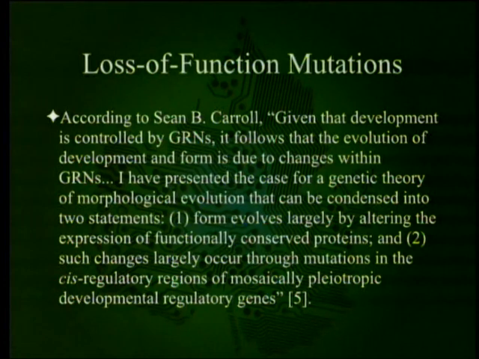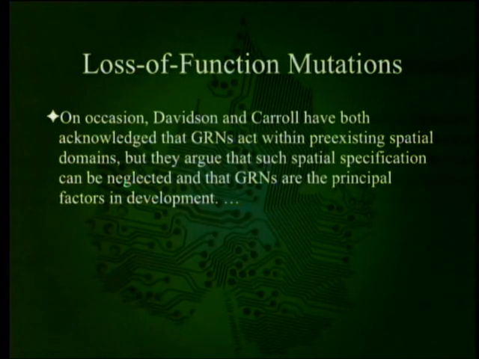Jonathan Wells: I have presented the case for a genetic theory of morphological evolution that can be condensed into two statements. One, form evolves largely by altering the expression of functionally conserved proteins. And two, such changes largely occur through mutations in cis-regulatory regions of mosaically pleiotropic developmental regulatory genes. Basically, the changes occur through mutations in DNA that codes for protein, or that codes for regulation of protein.